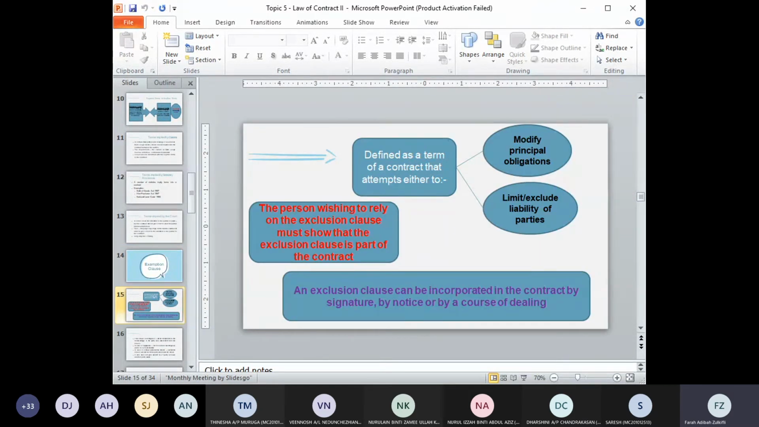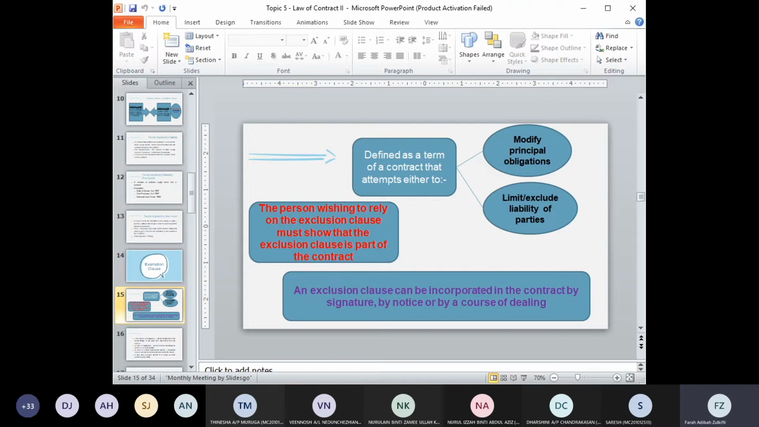So an exemption clause is a term of a contract that attempts either to modify principal obligations or to limit or exclude liability of parties. Usually the purpose of an exemption clause is to reduce liability of parties. So in the normal situation, if someone is parking at your car park, you are responsible to make sure that their car is safe.